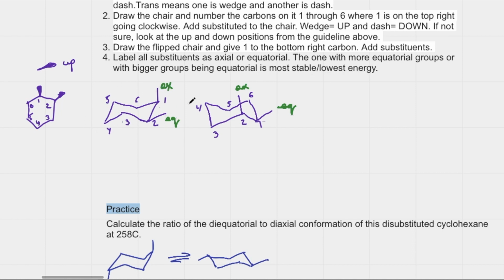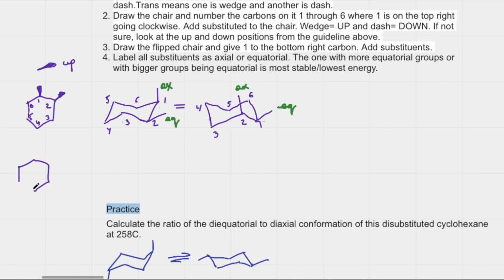Let's compare these two chairs. The first chair has 1 methyl axial and 1 methyl equatorial. The second chair has 1 methyl axial and 1 methyl equatorial. So in this case, these 2 chairs are equal in their stability. They both have 1 axial methyl group and 1 equatorial methyl group. So it would not matter.